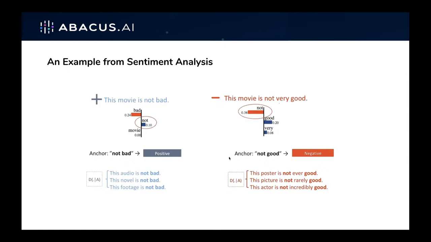So let's take an example from sentiment analysis in order to understand anchors a bit more. Let's say we have this sentence and an outcome from the complex model, which is positive: the movie is not bad. And then there's an explainability model that gives such explanations, such feature importance, to individual words in this review. And for this case, this might say that the movie is not very good, and it might have different explainability criteria.